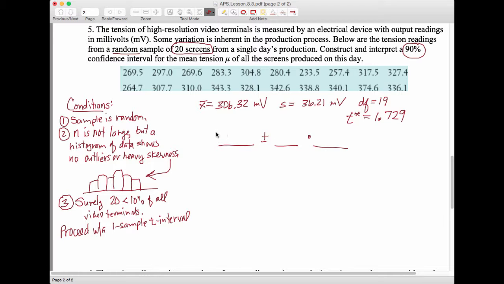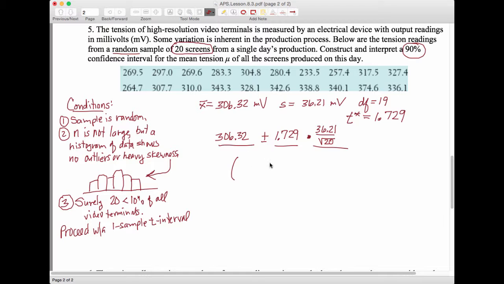Our statistic is x bar, so 306.32 plus or minus our critical value, which we looked up on a t-table, 1.729, times the standard deviation of the sampling distribution for this, which will be s, 36.21 divided by the square root of our sample size. Remember, it's the sample size, not the degrees of freedom.